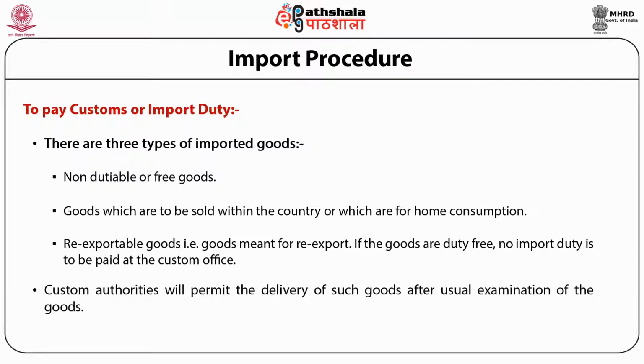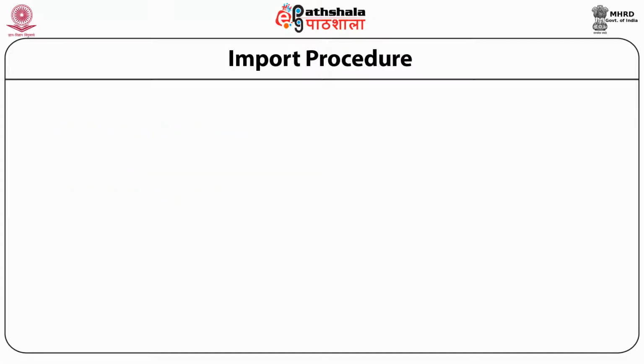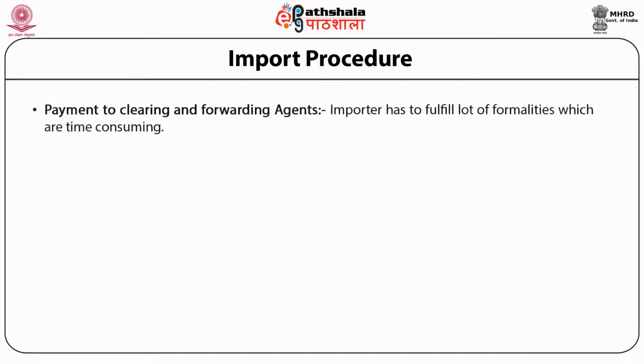But if the goods are liable for duty, the importer has to pay custom or import duty, which may be based on the weight or measurement of goods, called specific duty, or on the value of imported goods, called ad valorem duty. The next step is payment to clearing and forwarding agents.